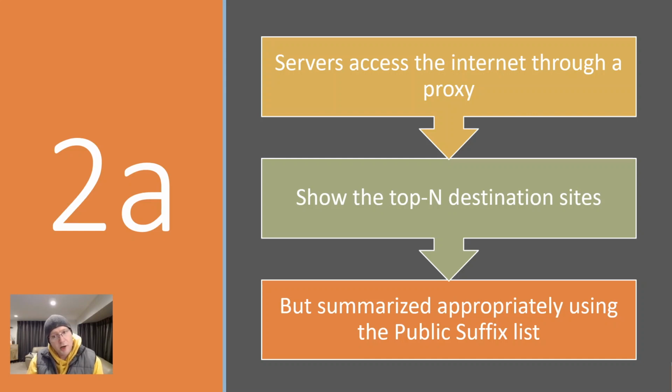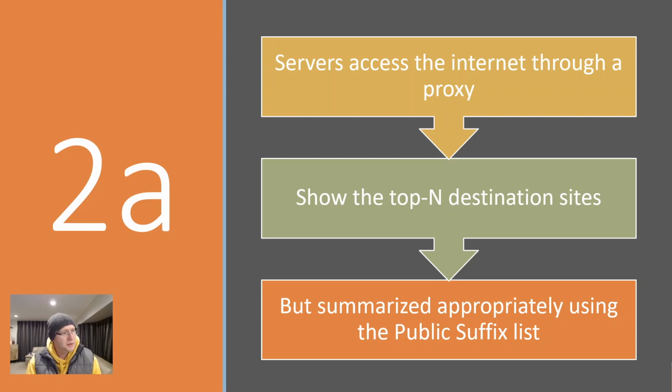In this kind of environment, you might want to say, well, what are the top N destination sites going through my proxy? Maybe you want to graph that over time. It seems to get, ooh, there's a lot more traffic going to that site at the moment. Maybe that correlates with some other interesting behavior.